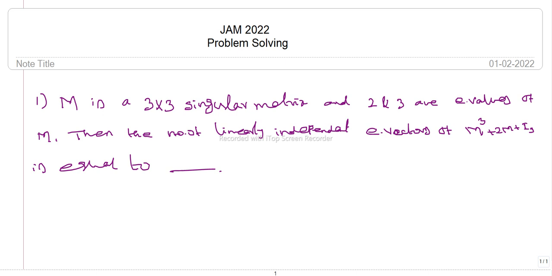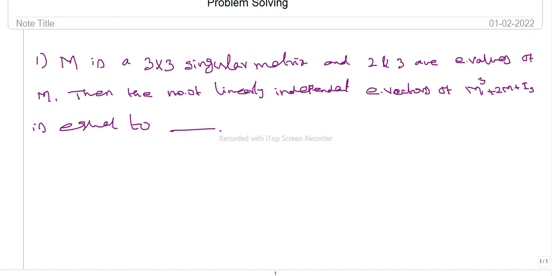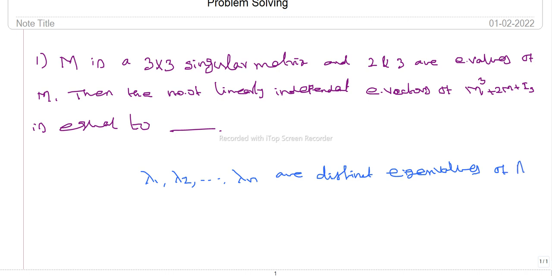Anyway, we don't know the matrix exactly, but we know the eigenvalues of the matrix. There is a theorem that suppose an n by n matrix has all eigenvalues distinct, then the corresponding eigenvectors are linearly independent. That is a standard theorem. So in a general case, suppose lambda 1, lambda 2, up to lambda n are distinct eigenvalues of some n by n matrix A.